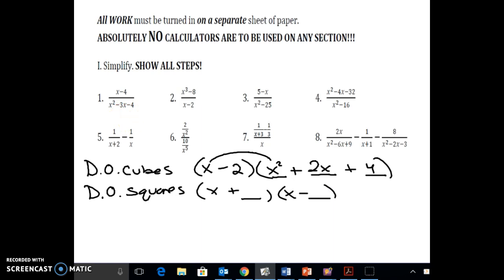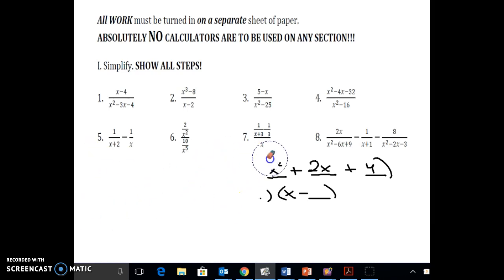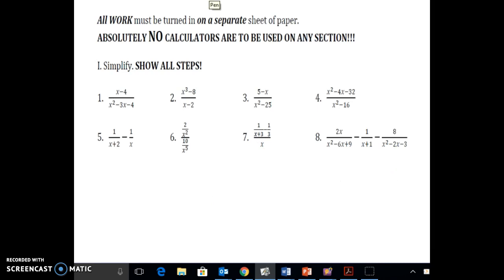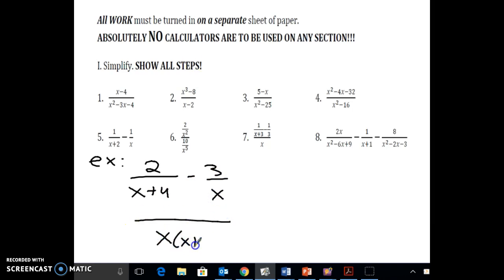On 5, you're going to need a least common denominator. So here's a problem that's a lot like that one. Here's my example: 2 over x plus 4 minus 3 over x. So I need a least common denominator, which is going to be x times x plus 4. 2 needs an x, and 3 needs x plus 4. Make sure that if it's subtraction, just like in this one, you're going to be distributing that negative.